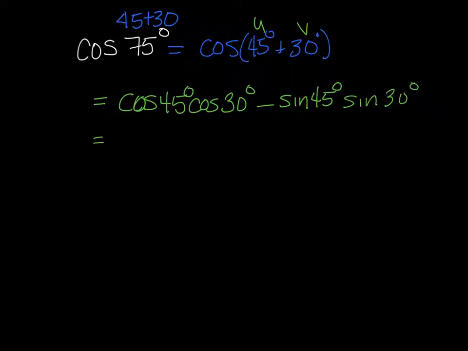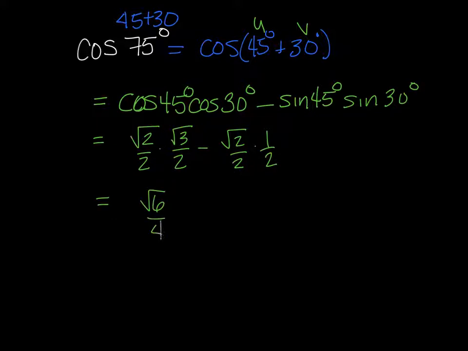And then I go to my unit circle, and cosine of 45 is root 2 over 2. The cosine of 30 is root 3 over 2, minus sine of 45 is root 2 over 2, and the sine of 30 is 1/2. This seems very familiar. We get root 6 over 4 minus root 2 over 4. They're not all going to be identical like this, but I just apparently am not very good at picking examples.